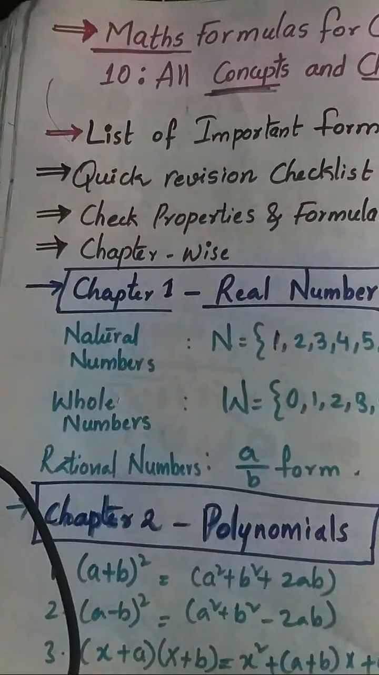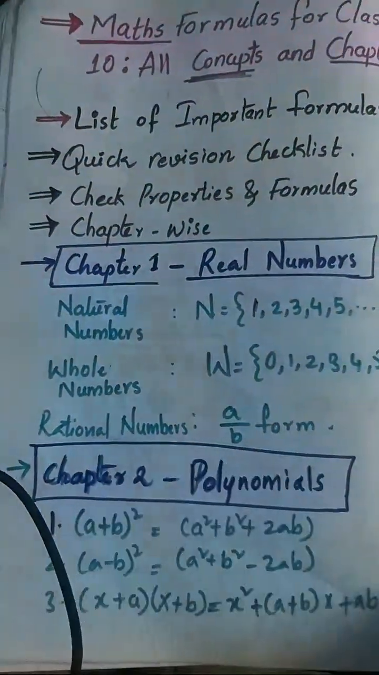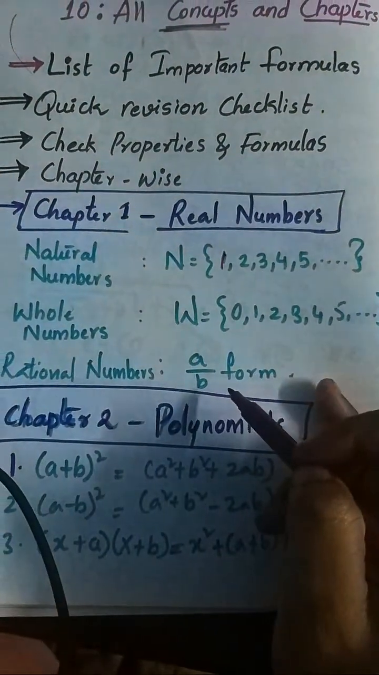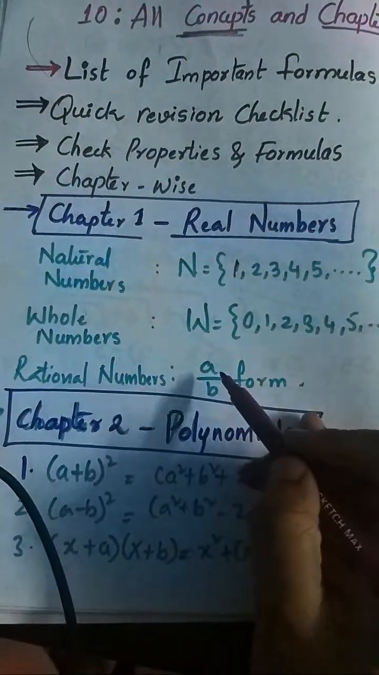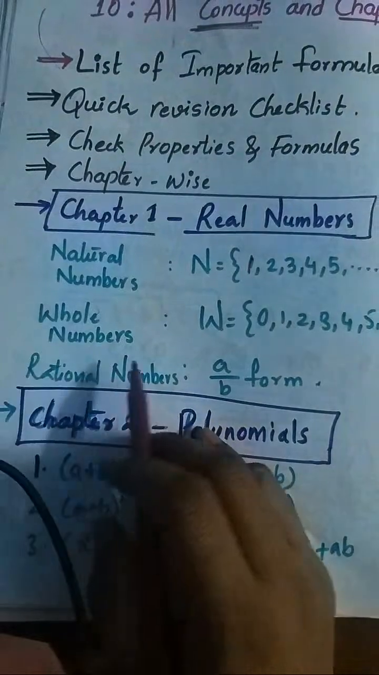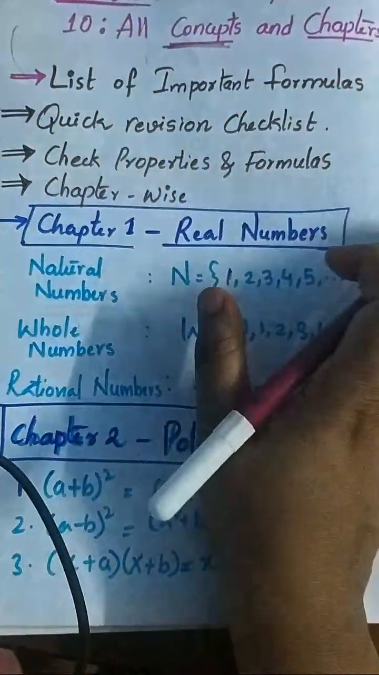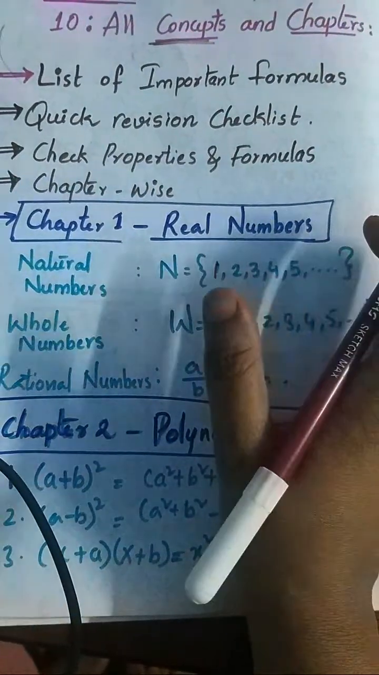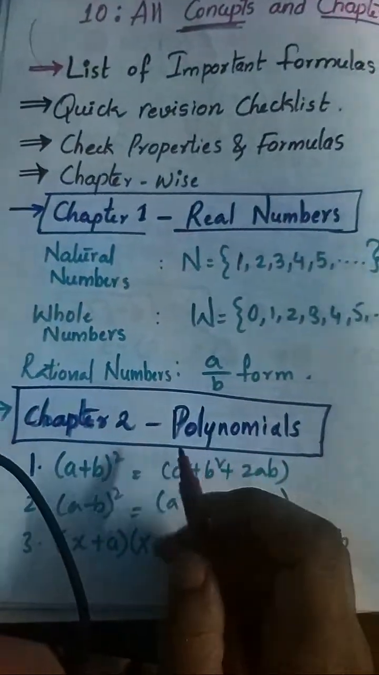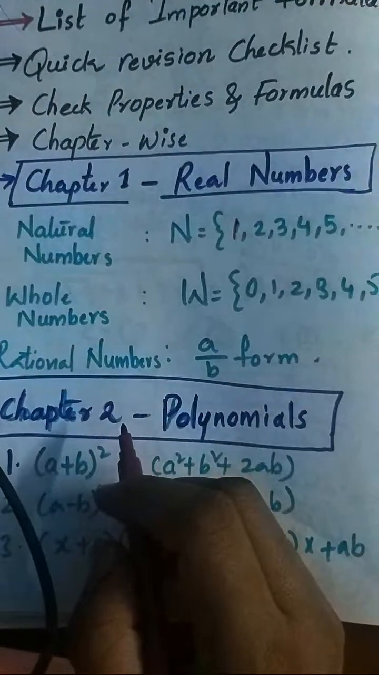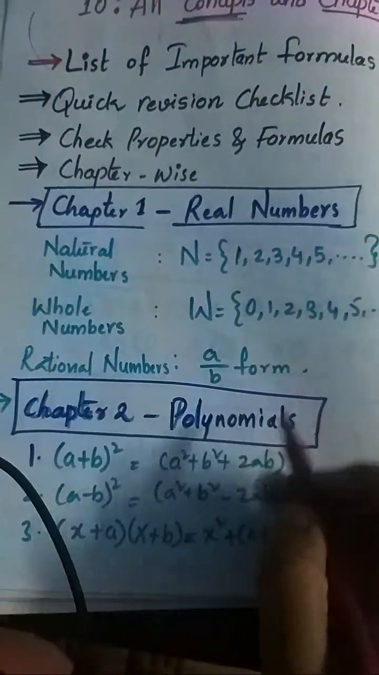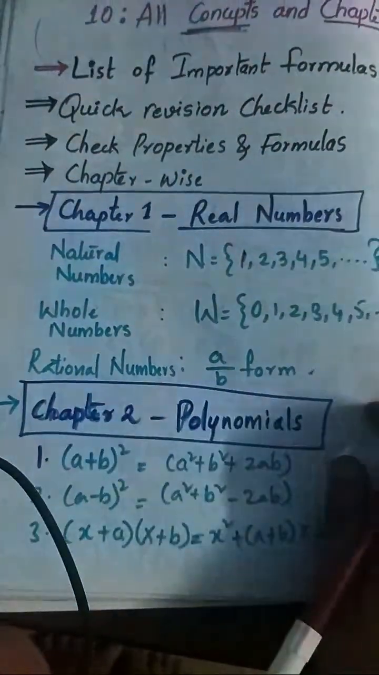Okay, now rational numbers. What are rational numbers? Any number which is in the form of a by b, we call it a rational number. Okay, these are the important formulas used in real numbers. Now coming to chapter 2, polynomials. In polynomials, what are the important formulas?